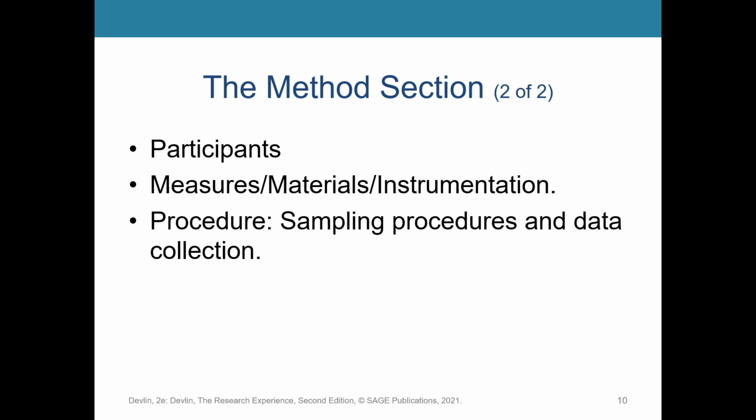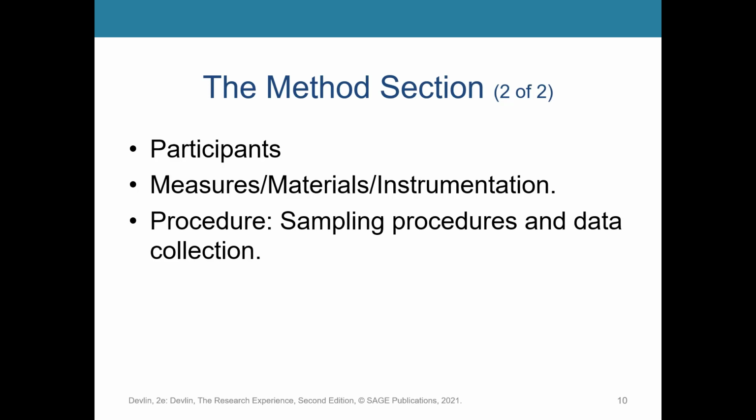Now, the procedure section is how the data was collected. And you basically can divide it up, and you want to talk about your sampling procedures. So you want detailed information on the approach used, where you got your participants, the ethical standards you followed, so refer back to the IRB that you followed, and you want to talk about the incentives.